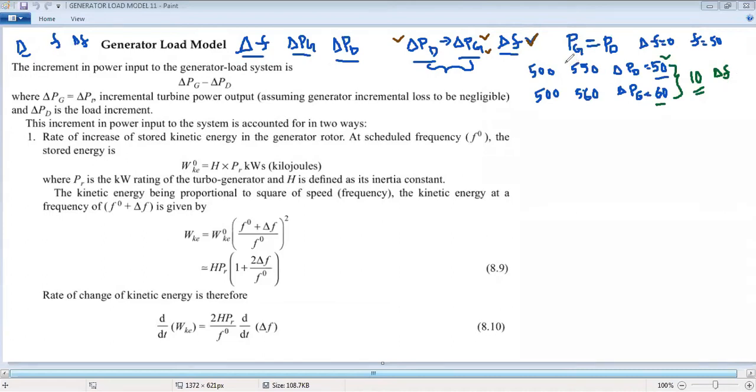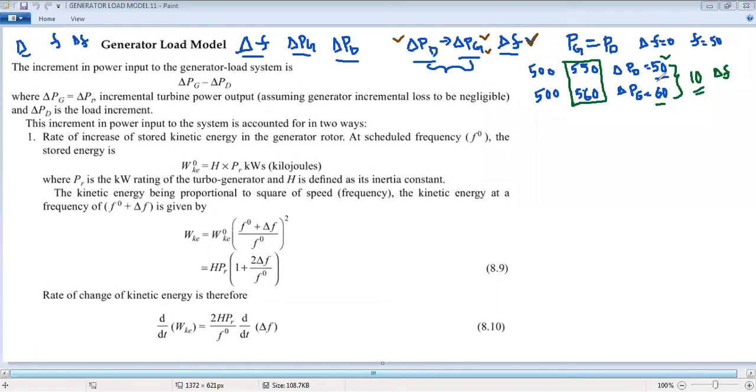You can compare these two. The actual requirement of the load is 550 megawatt, but we are generating 560 megawatt, which is more than the requirement. That means real power generation is more than the real power demand. In that case, the frequency will rise.